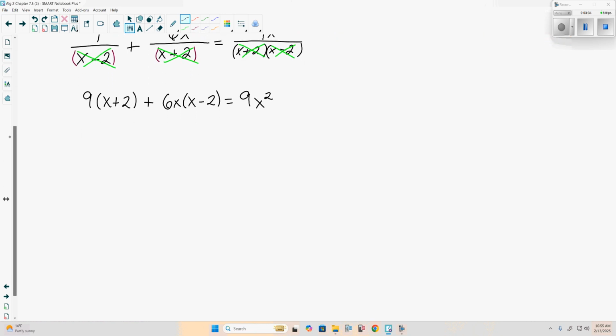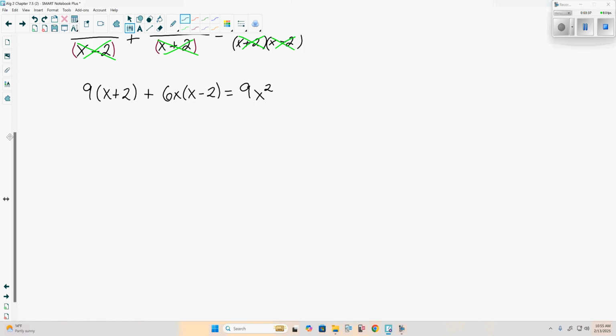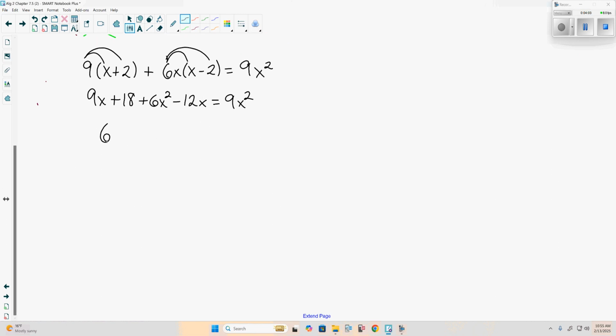Questions on this so far? At this point, we can distribute. 9 times x is 9x. 9 times 2 is 18. 6x times x is going to be plus 6x squared. And 6x times negative 2 is going to be negative 12x. 9x and negative 12x are like terms, so we'll have 6x squared minus 3x plus 18 is equal to 9x squared.